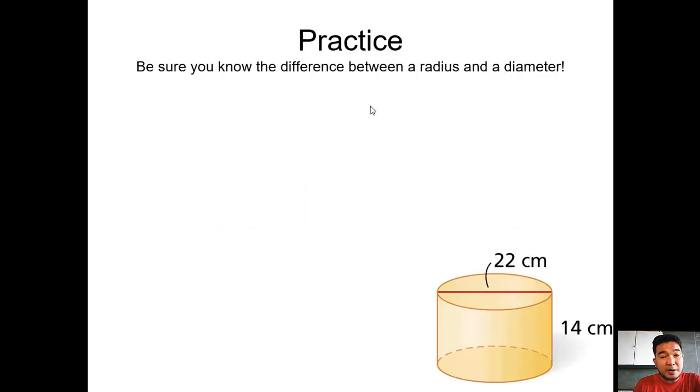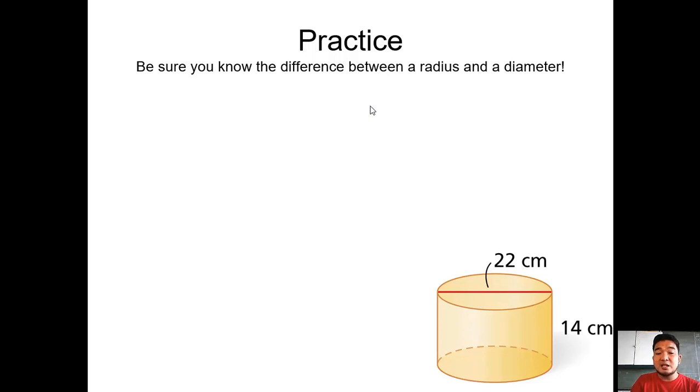Let us have a practice. Once again, if you want to compute it on your own, just pause this video and continue playing if you want to check. Be sure you know the difference between a radius and a diameter. The radius is just 1/2 of the diameter, and the diameter is twice the radius. This means that to get the diameter given the radius, just multiply the radius by 2. To get the radius given the diameter, just divide the diameter by 2.